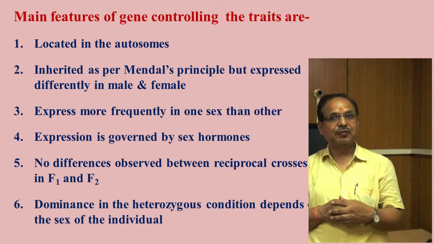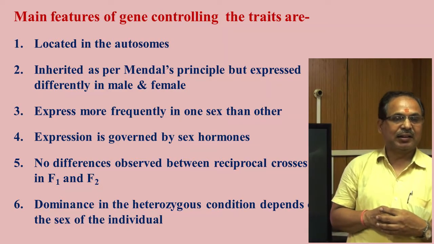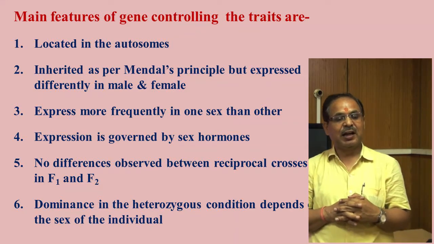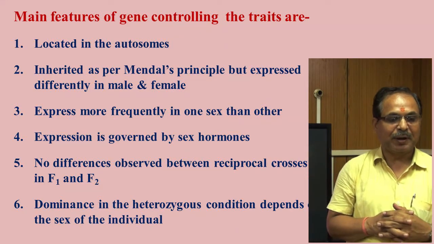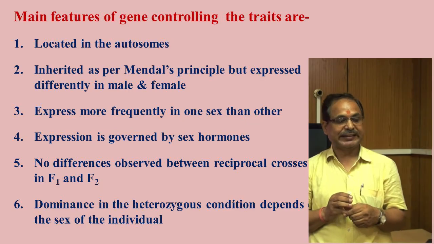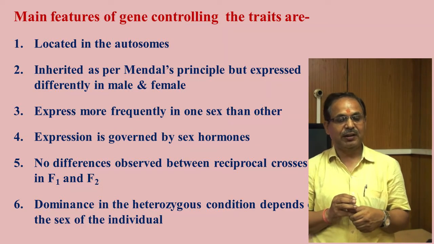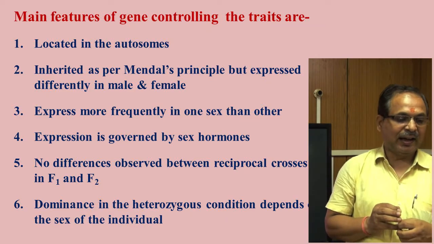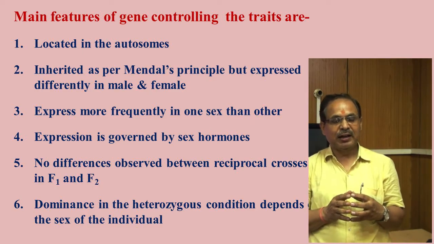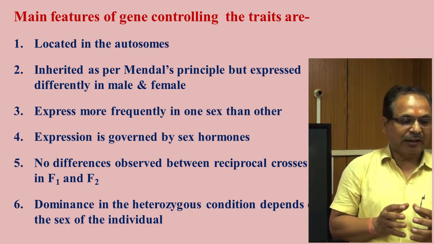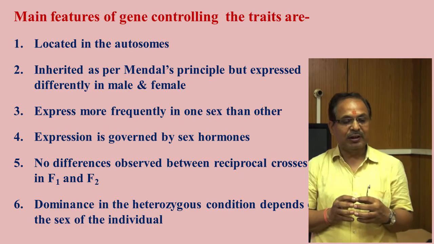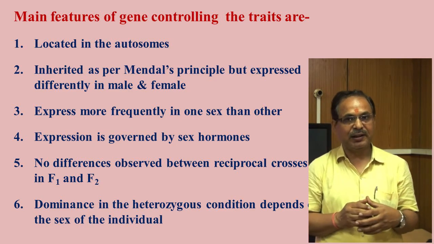Some of the main features of genes controlling these traits are that they are located on autosomes, and the inheritance pattern follows the Mendelian principles, but they are expressed differently in male and female sexes. They are expressed more frequently in one sex than the other, and expression is governed by the hormones produced by the respective sex. No differences are observed between reciprocal crosses in F1 as well as in F2, as in the case of Mendelian principles.